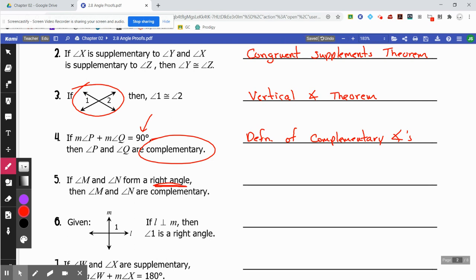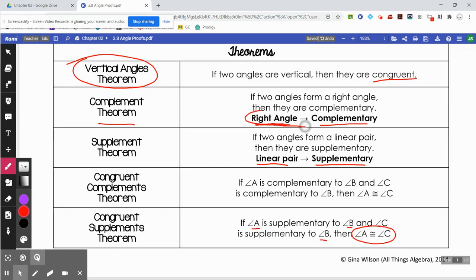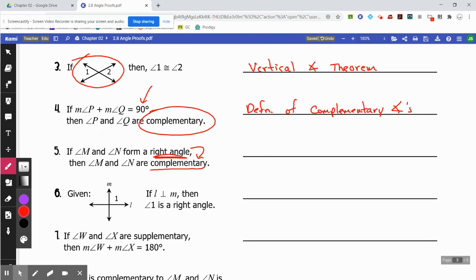Right angle, then it implies that it's complementary. Does right angle imply complementary? And that's what we see here. Right angle implies complementary. That would be the complement theorem.